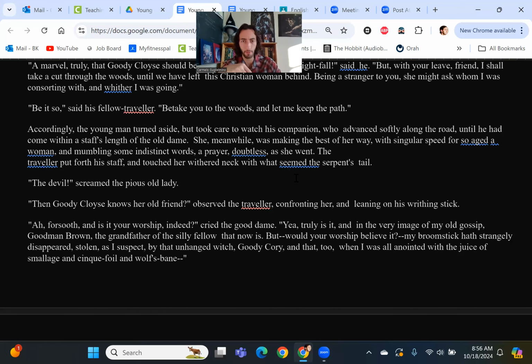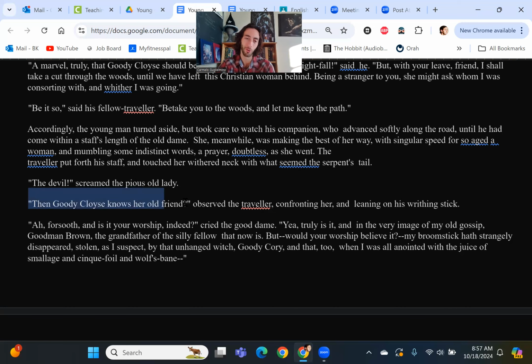The traveler keeps going, kind of up behind the old woman. It says, she meanwhile was making the best of her way with singular speed for so aged a woman, and mumbling some indistinct words, a prayer doubtless as she went. The traveler put forth his staff and touched her withered neck with what seemed the serpent's tail. Okay, so the devil goes up behind her and pokes her in the back of the neck. The devil, screamed the pious old lady. Ah, then Goody Cloyce knows her old friend, observed the traveler, confronting her.